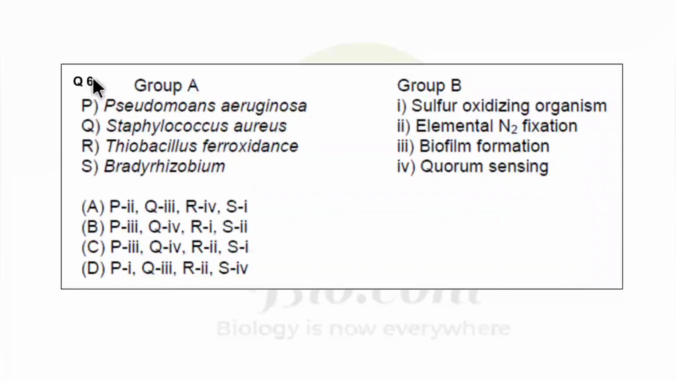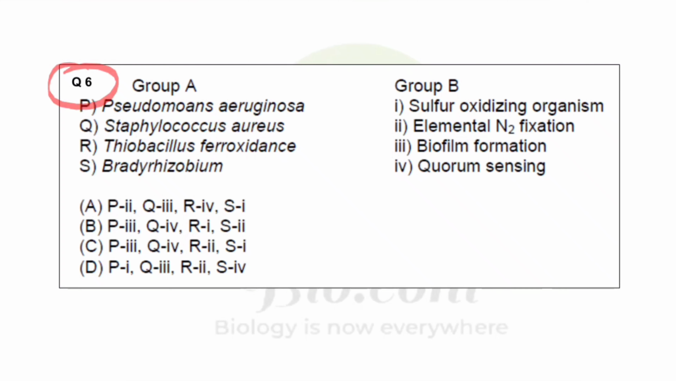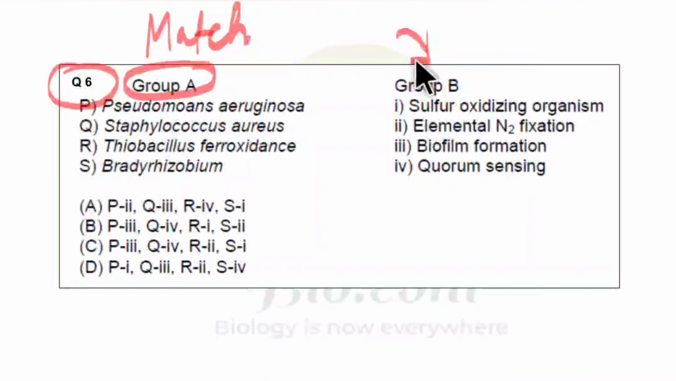Now this question number 6. In this question number 6, you have to match the organism's name that is mentioned in group A with the function mentioned in group B. So the organisms listed in group A are Pseudomonas aeruginosa, Staphylococcus aureus, Thiobacillus ferrooxidans and Bradyrhizobium. If you don't know anything among these, at least you will know Rhizobium. Rhizobium is responsible for nitrogen fixation.